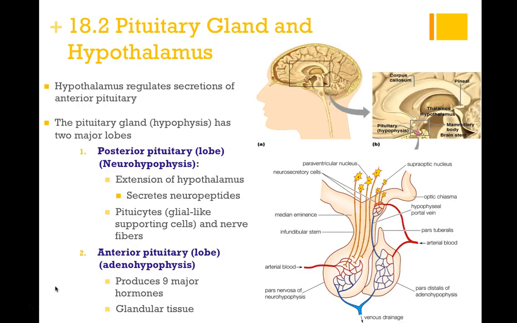So we'll start off discussing the pituitary gland and hypothalamus. Our hypothalamus is kind of like the mother of the pituitary gland. We're going to get more into detail on what the hypothalamus does for the pituitary gland in just a moment. But right now, let's look at this pituitary gland.